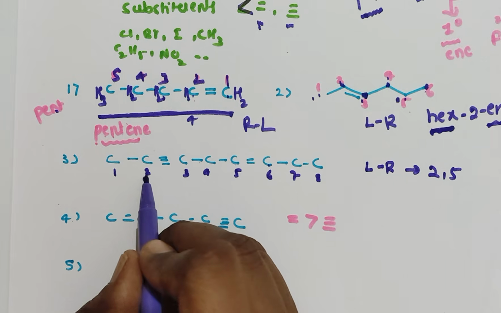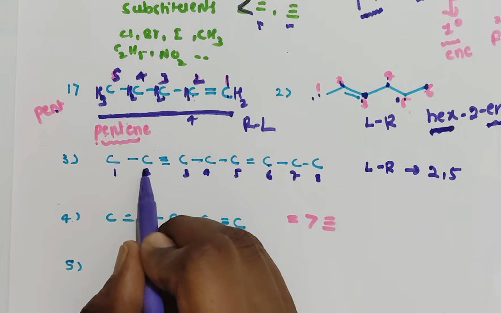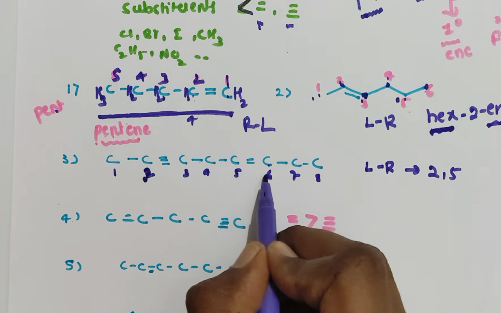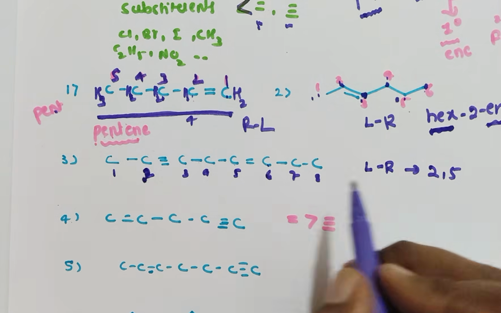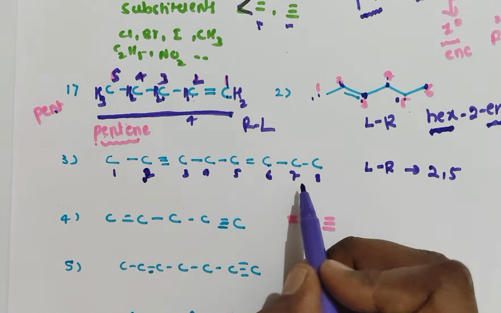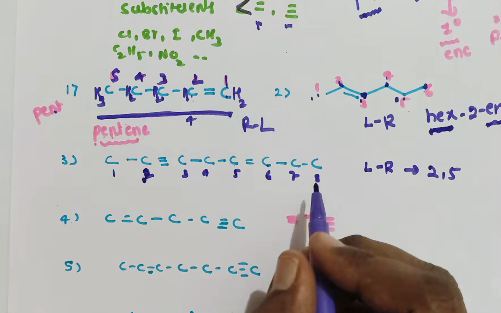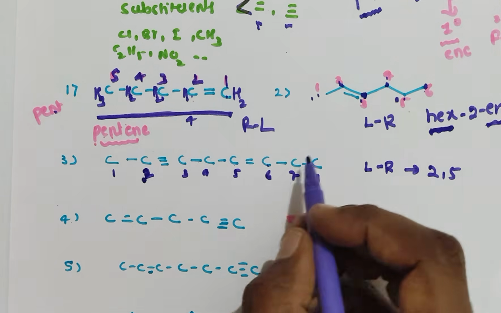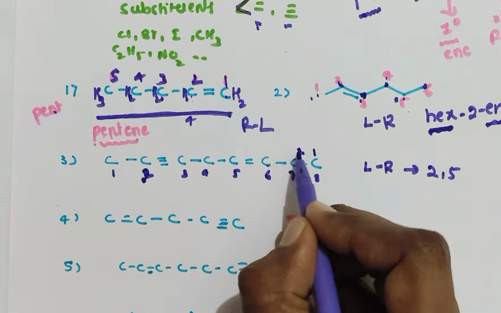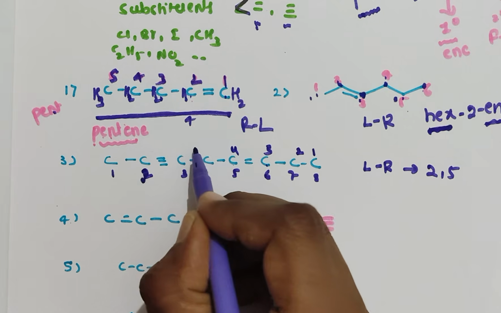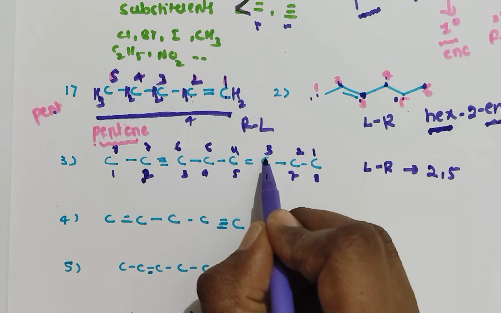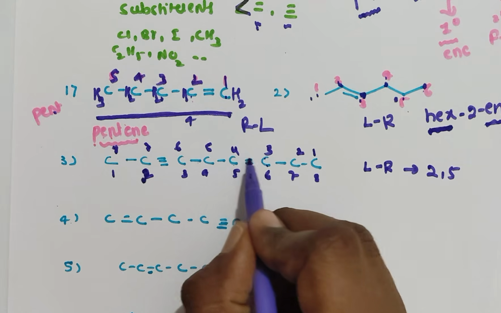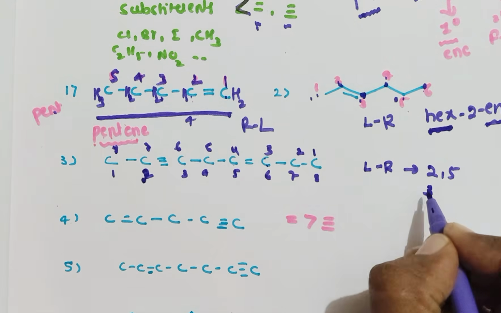Here between 2 and 3 a triple bond is there, the locant is what? 2. And between 5 and 6 the double bond is there, the locant is 5. So during numbering from left to right the locants are 2, 5. And right to left, what happens? 1, 2, 3, 4, 5, 6, 7, 8. Between 3 and 4 the double bond is there, therefore the locant is 3.